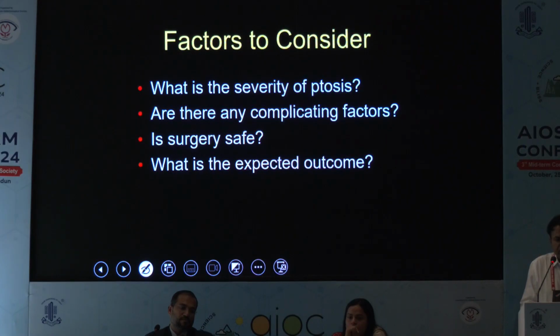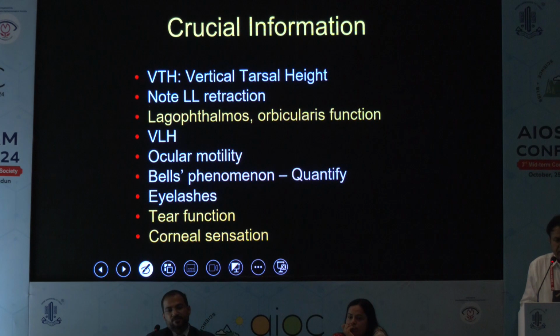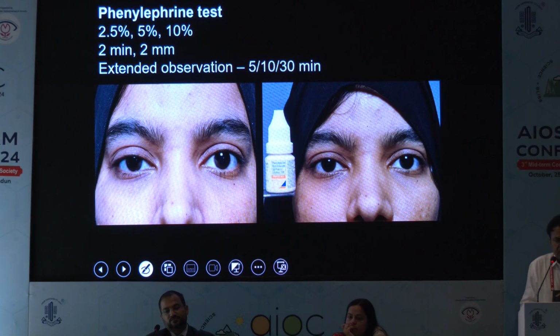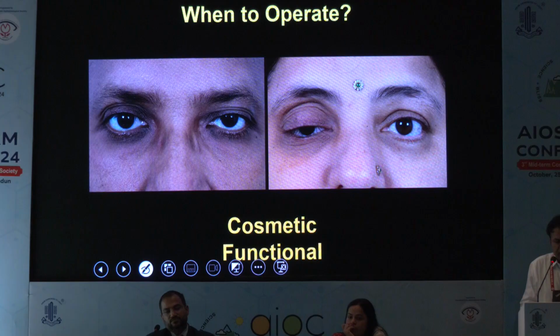When you see these patients, you have to look at what's the severity of the ptosis. Are there any complicating factors such as dry eye, or even for that matter, a giant fornix syndrome or a floppy eyelid that can complicate the surgery? Is surgery going to be safe for the patient, and what is the expected outcome? Critical information that you derive are just the same, but in addition you do the phenylephrine test to see if this patient would be a candidate for mullerectomy, and if so, then you could go ahead with it.